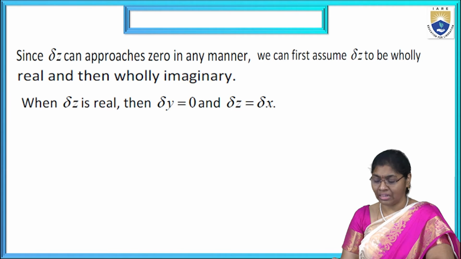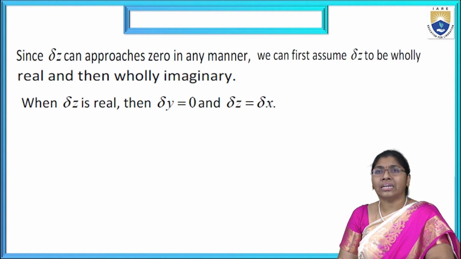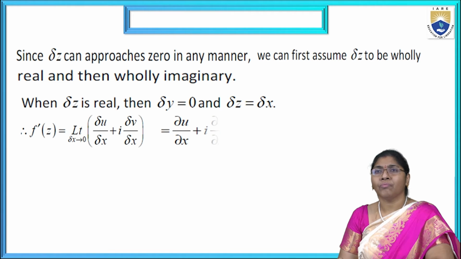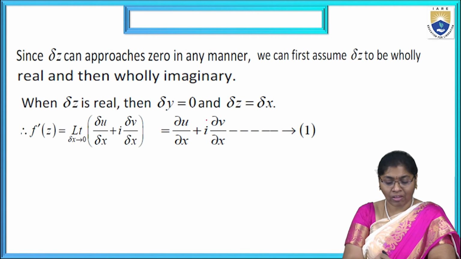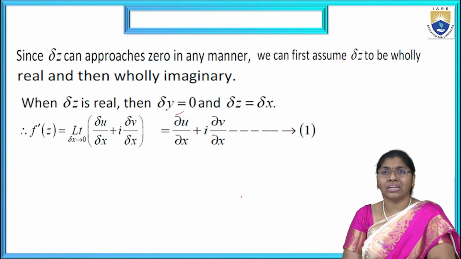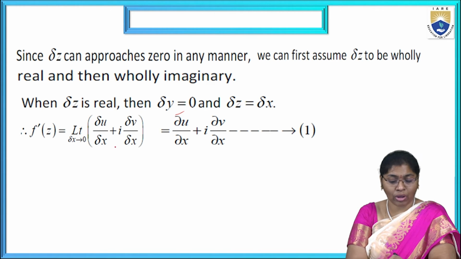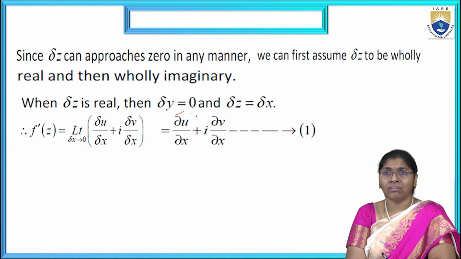Now here, if we think of delta z as real, then delta y is 0, so we get delta z equal to delta x. If we think of it as imaginary, delta x is 0, that is delta z equal to i delta y. Now the final expansion is f dash of z equal to limit delta x tends to 0 of delta u by delta x plus i into delta v by delta x. Applying the limits, we get partial derivatives: dou u by dou x plus i into dou v by dou x.